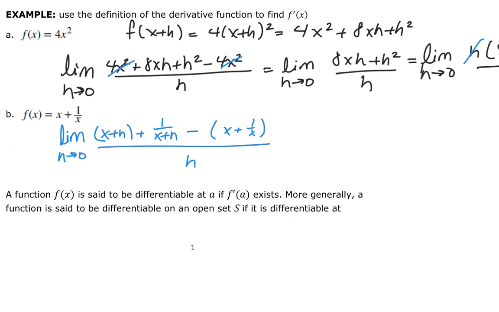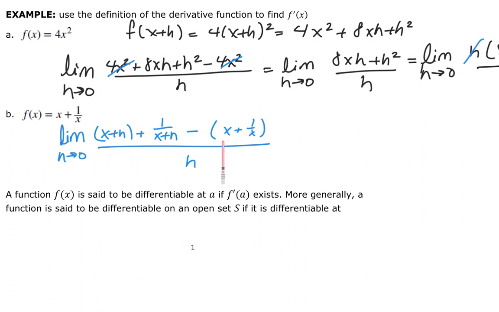Now I have multiple fractions in this expression, this being the expression right here. I have this fraction, I have this fraction. So what I'm going to do is combine like terms that I can, and then I'm going to get rid of the fraction.